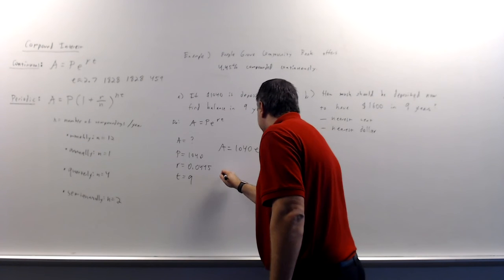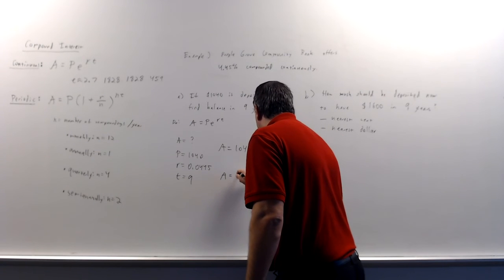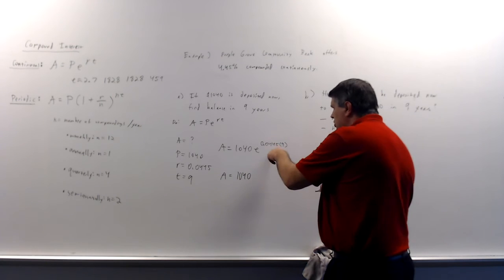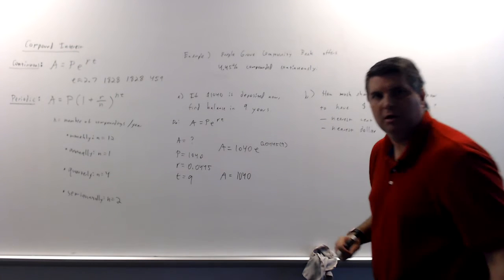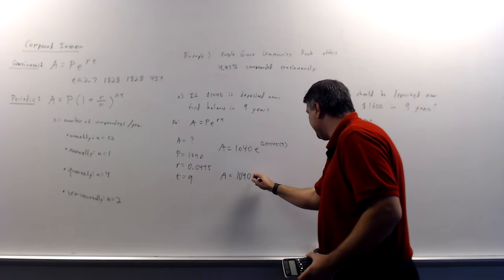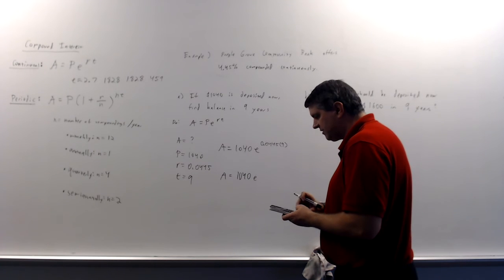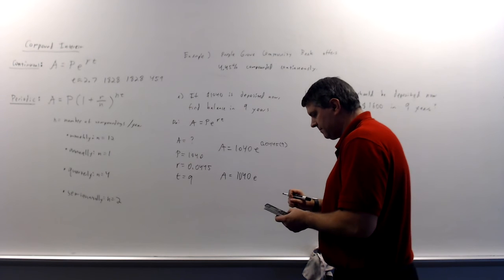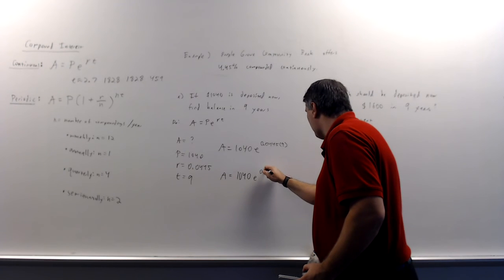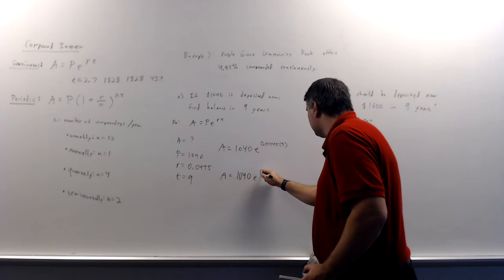Every calculator handles this differently, so what I would recommend you do is multiply this out. So leave the e. 0.0445 times 9 is 0.4005.